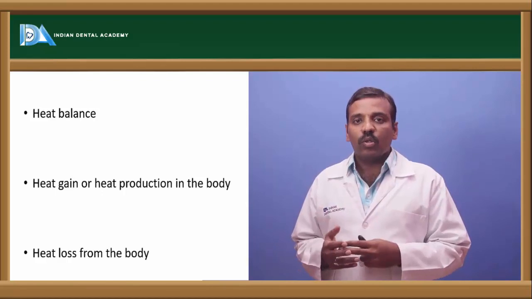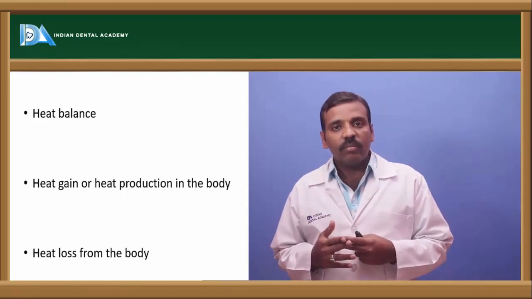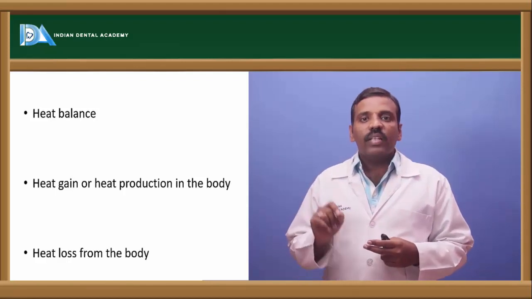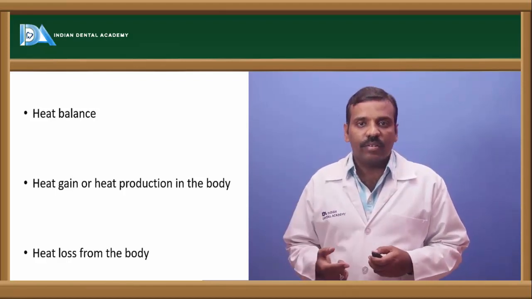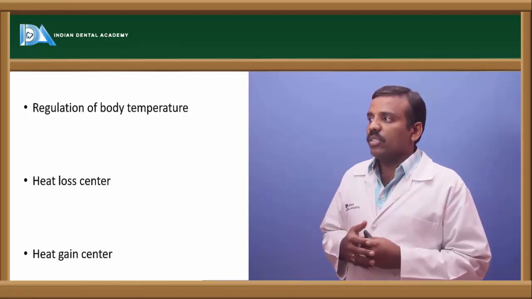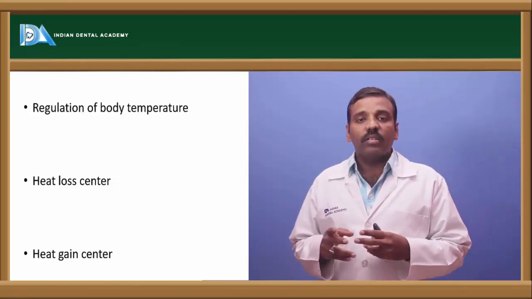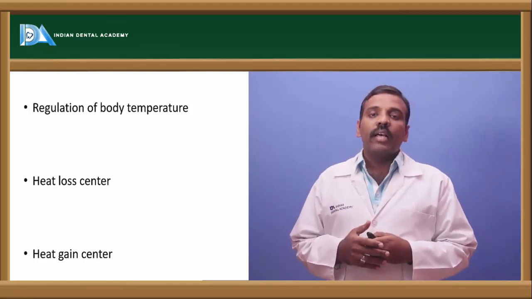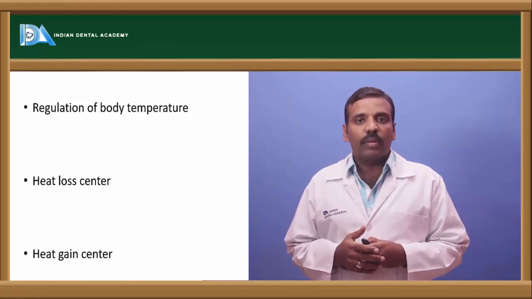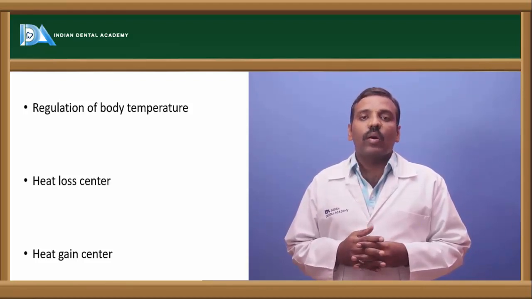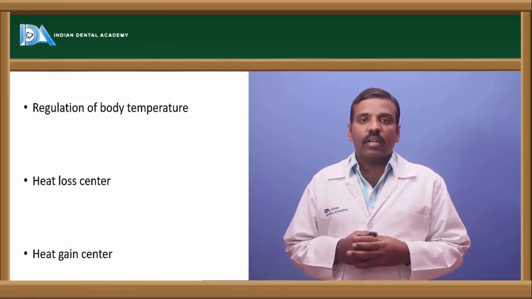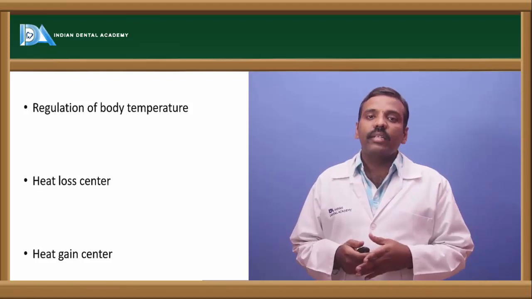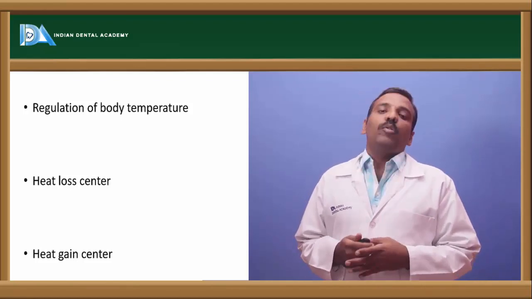Like that, there are two types of mechanisms: the heat gain mechanism when the body temperature is decreased, and the heat loss mechanism when the body temperature is increased. This regulation of body temperature is done by two types of centers, heat loss centers and heat gain centers. These centers are present in the hypothalamus. That's why the hypothalamus is called the temperature center or the heat center.